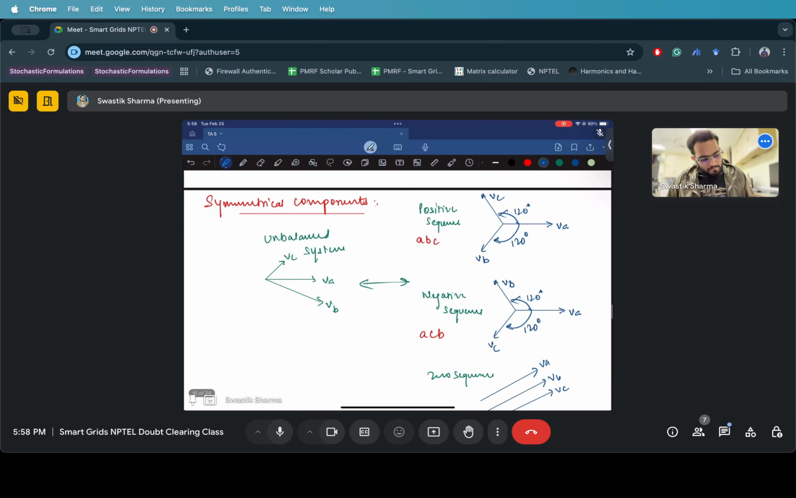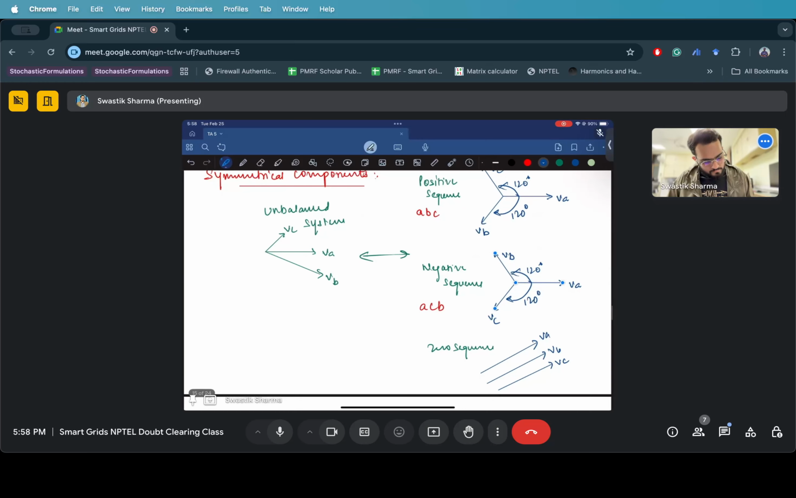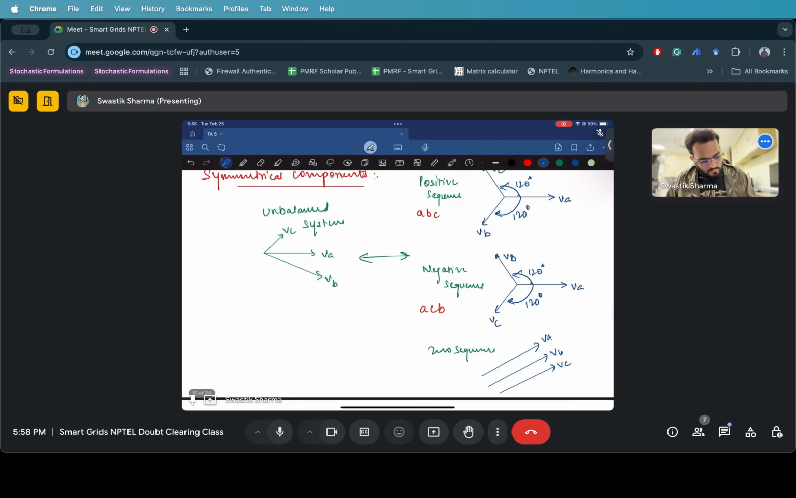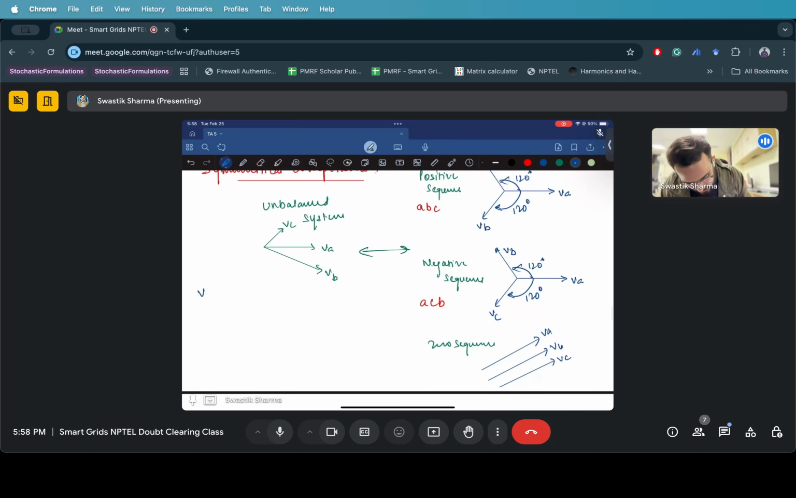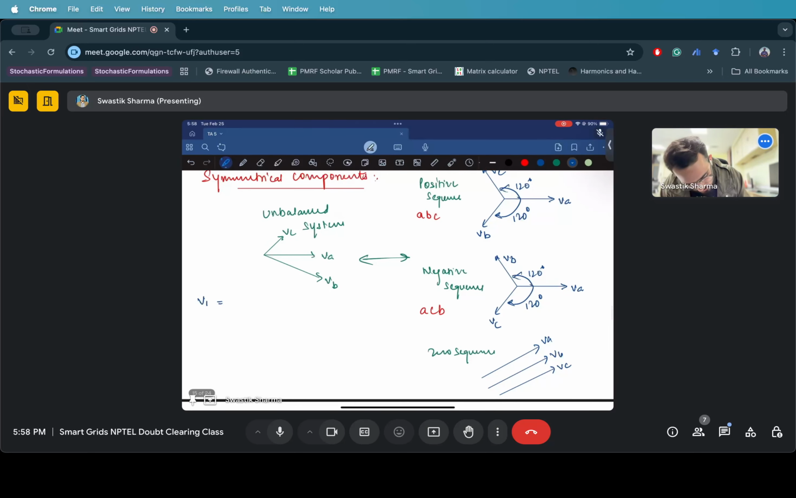So these are symmetrical components. When I say symmetrical, you are decomposing your unbalanced, unsymmetrical components into three symmetrical components called positive sequence, negative sequence, and zero sequence, where positive sequence is usually represented by V1, which is equal to VA plus. So your VB lags VA by 120 degrees, right? So we denote a phase shift operator, e^(j2π/3). This is nothing but a phase shift operator.